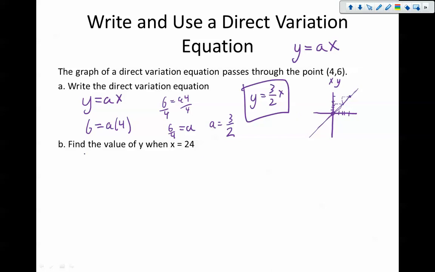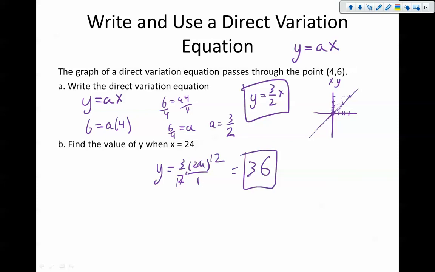And then the question asks us, find the value of y when x is 24. It's saying, what is y if I plug in 24 for x? So we multiply 3/2 times 24. I can cross cancel this. That's a 1, that's a 12. So 3 times 12 makes 36. y is 36.